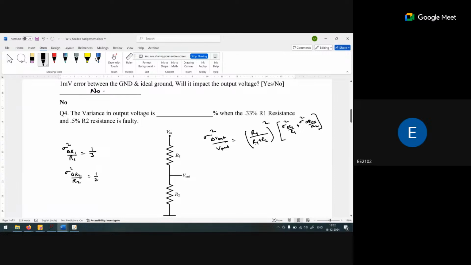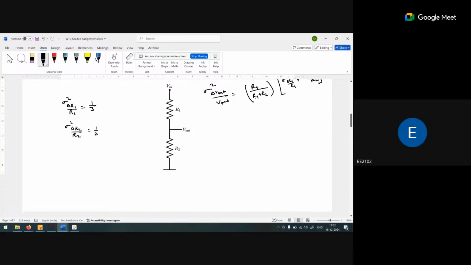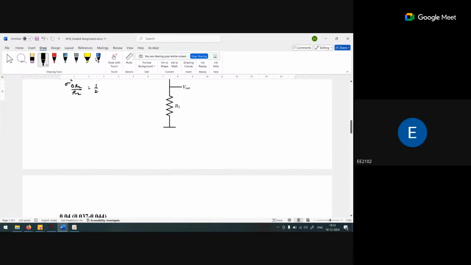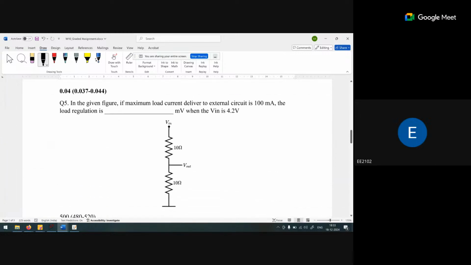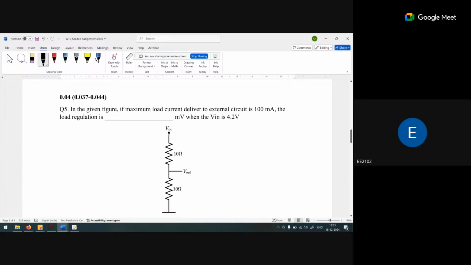Consider R1 and R2 both are equal, because it's not given in this one. So R1 and R2 both are equal, so we calculate the variance. The answer I have changed. I think it is 0.2. Okay, so in the solution part it is correct.